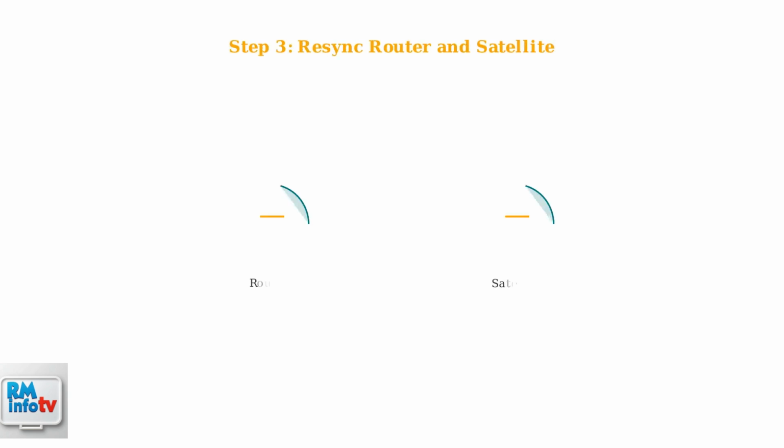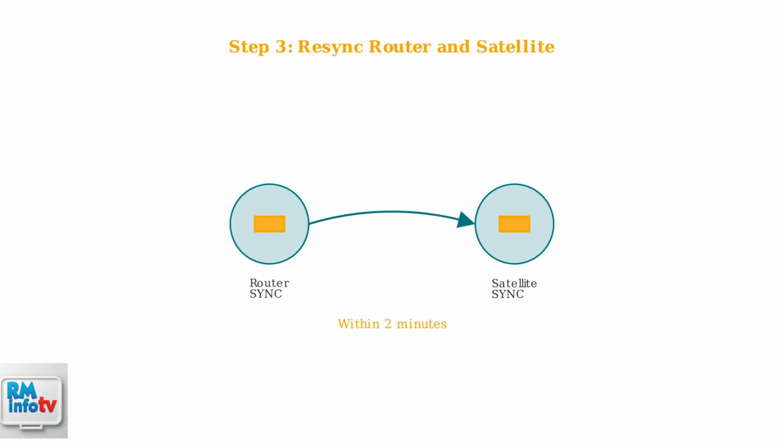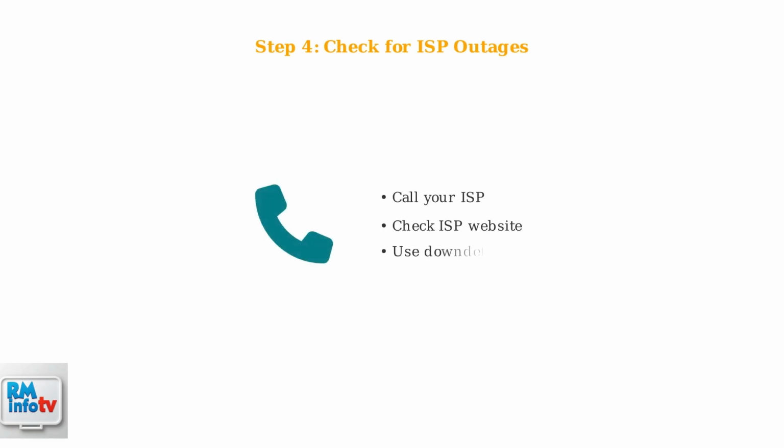If the purple light persists, try resyncing the router and satellite. Press the sync button on the router, then press the sync button on the satellite within 2 minutes. Check with your internet service provider to see if there are any outages in your area. This could be the cause of your connection issues.